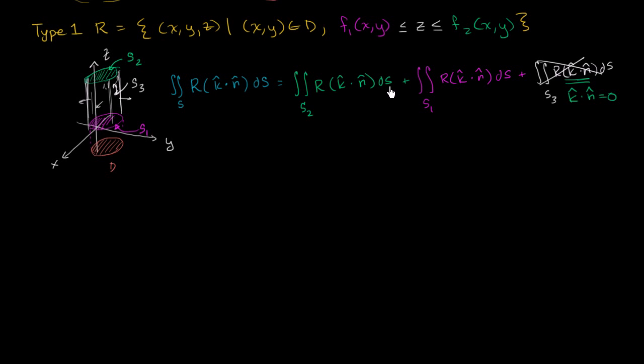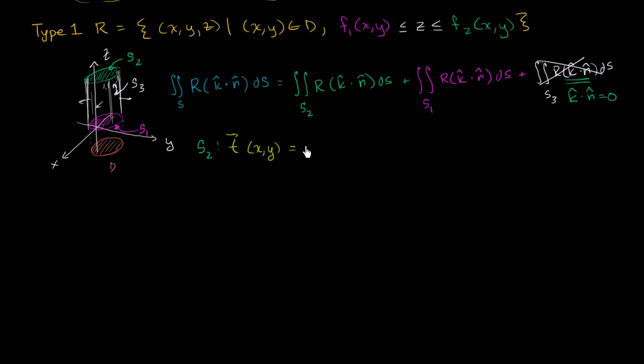Let's now evaluate this green surface integral right over here. And to do that, we need to parameterize surface 2. So let's say surface 2 can be represented by the vector position function, I'll just call it T, T for 2. So T, which is a vector, is going to be a function of x and y. Those are going to be our parameters.